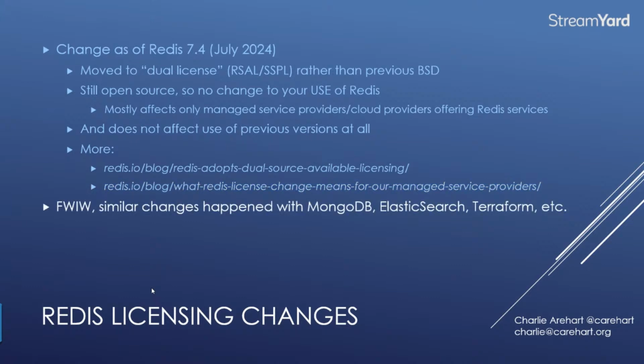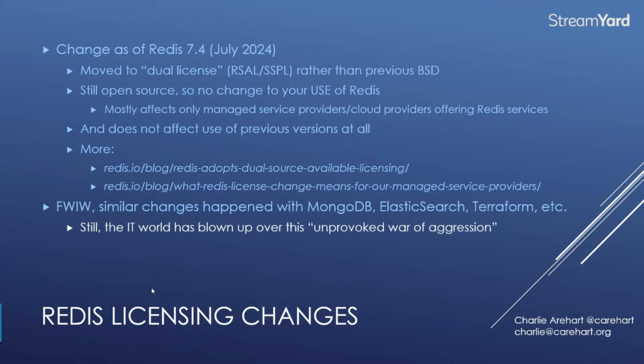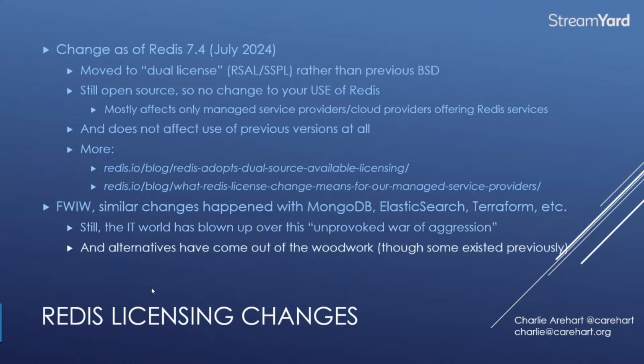I just want to say that this is not the first time something like this has happened. It happened with Mongo. It's happened with Elastic. It's happened with Terraform. So this is just the nature of open source with cloud deployments. There's a tension among those service providers and the people that build these software. So that's getting sorted out. The whole world has blown up, with some calling this an unprovoked war of aggression. I've seen those words used, and alternatives have come out. So let's move on. This is the last thing I want to talk about. Alternatives have come out of the woodwork.